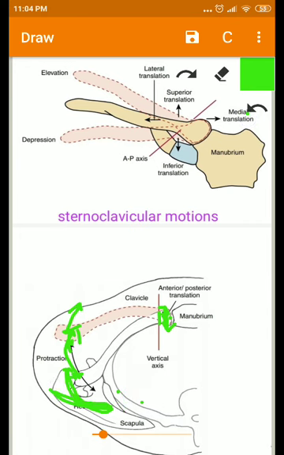So these are the sternoclavicular motions, and another motion, that is the rotation of the clavicle, we will see in the next video.